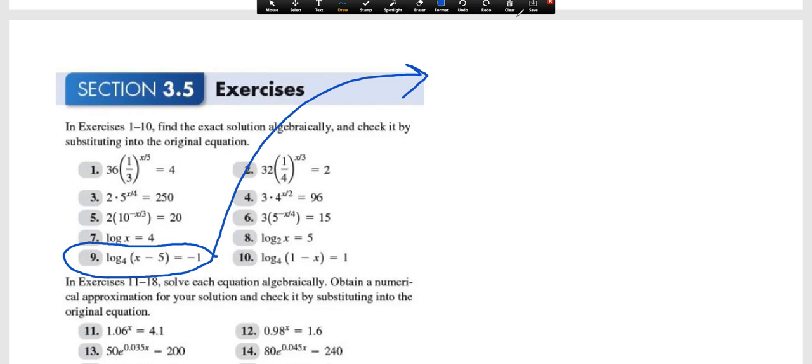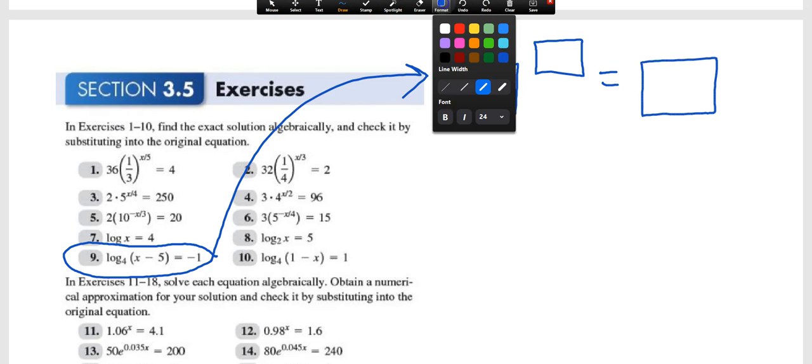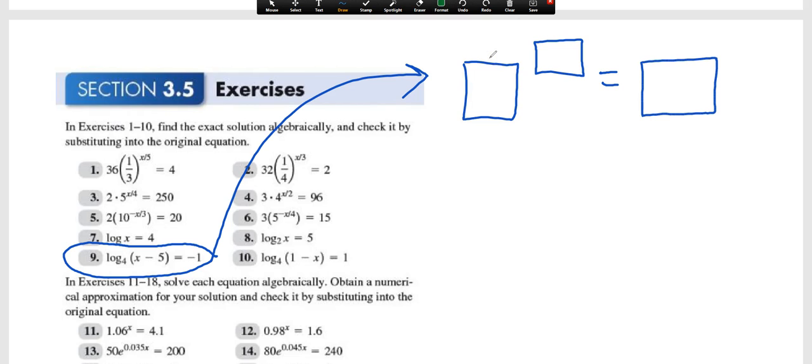Is that a single log on the left? Yes, it is a single logarithm. So, change it to its other form. What do we got? What's the base? 4. What's the exponent? Negative 1. What's the argument that it equals? X minus 5. Okay, solve.